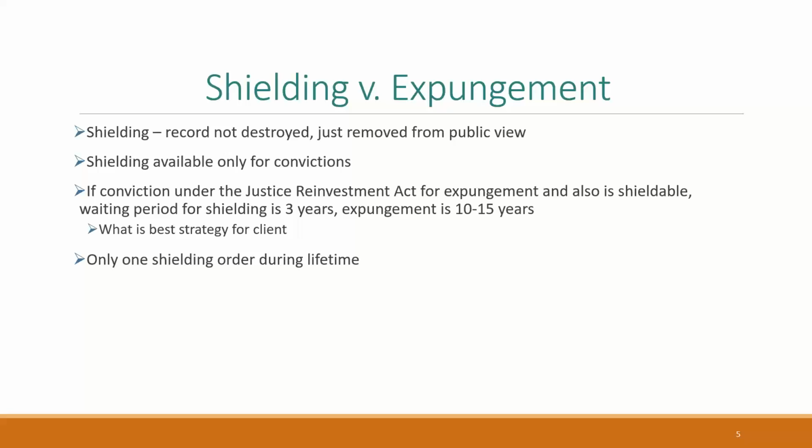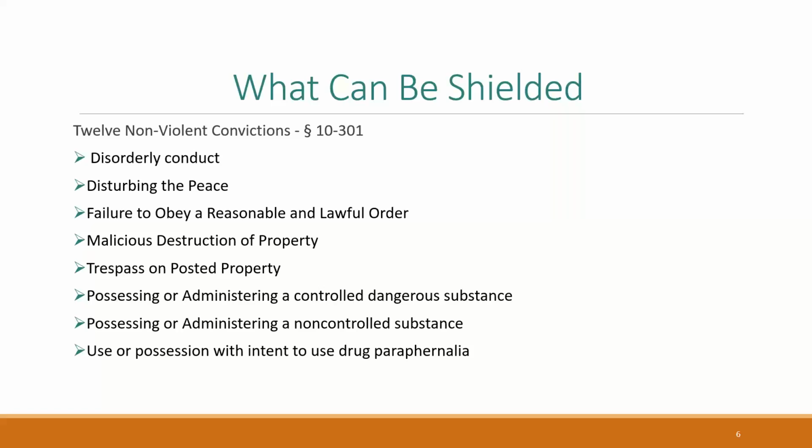For shielding, you can choose one court level in one county. So if you have cases in Baltimore City and Baltimore County, you can only choose one county. And then within that county, you can actually only choose one court level. So if there were eligible shieldable convictions in district court and circuit court of Baltimore City, for example, you actually can only file to shield in one of those courts, which is a little anomaly about shielding.